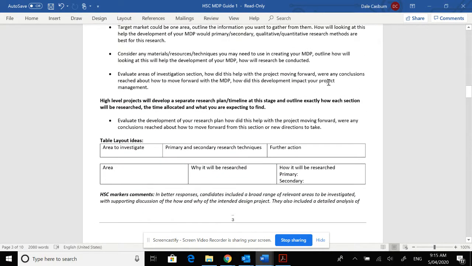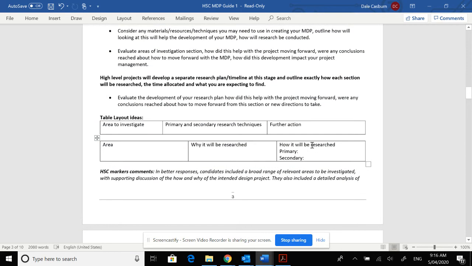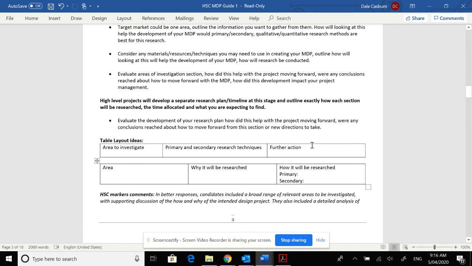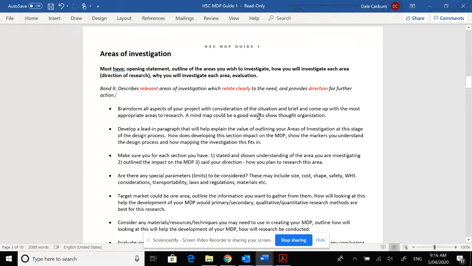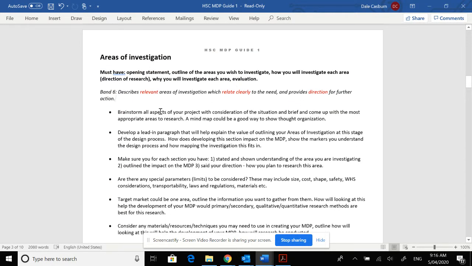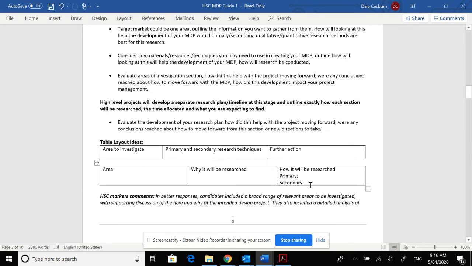So to make life easy for you, to scaffold it like this one is probably pretty easy. Here's my area. Is it relevant? Yes. This is why I'm going to research it. Proves that it's relevant. And I've got my further action here because I'm saying this is how I'm going to do it, primary and secondary. The one thing I would say that students forget in this area is later on in the portfolio, they don't actually research what they said. This is your map, if you like. It's your guide to what will be researched later on. So that's the areas of investigation.